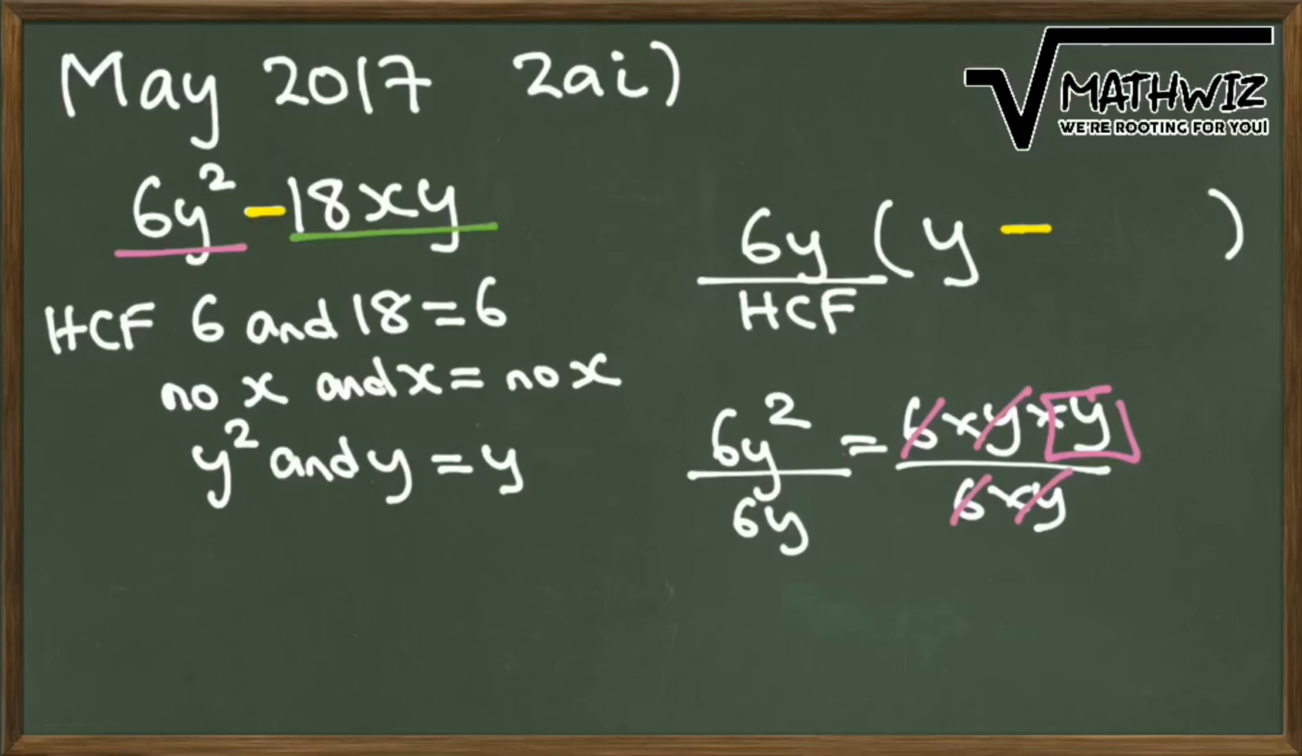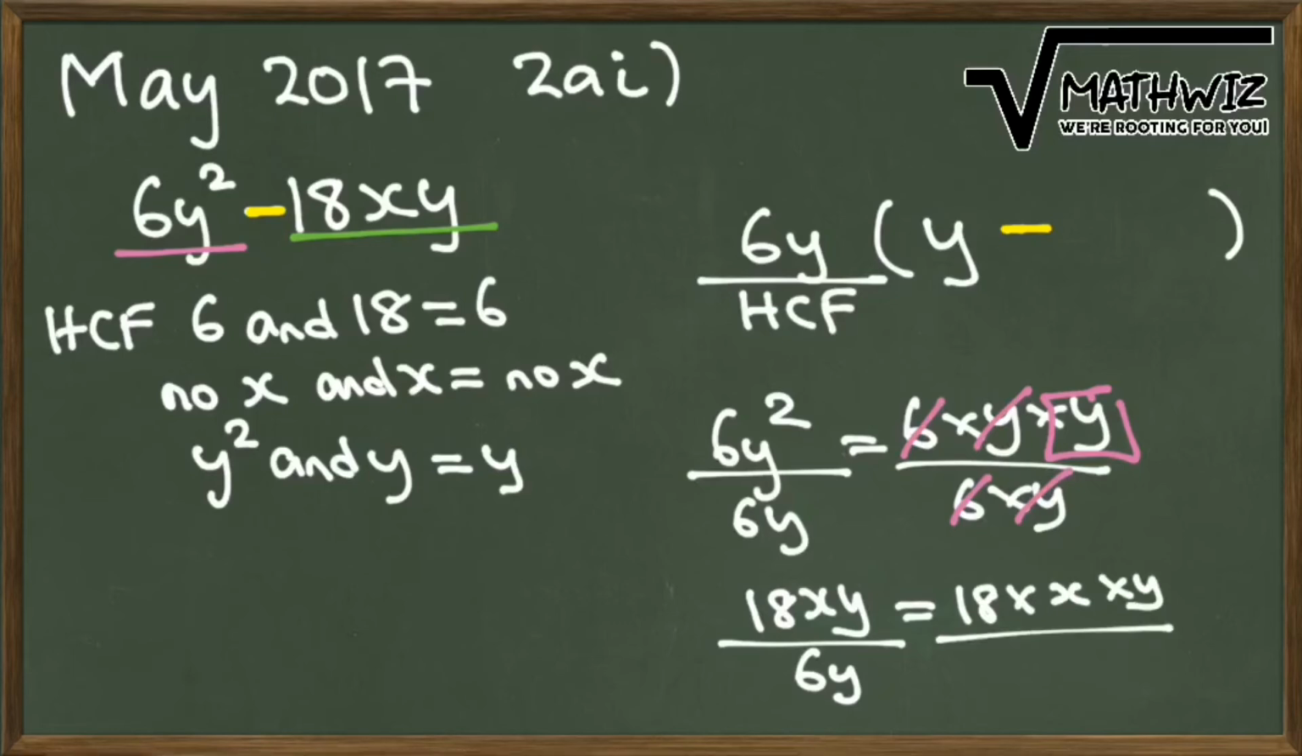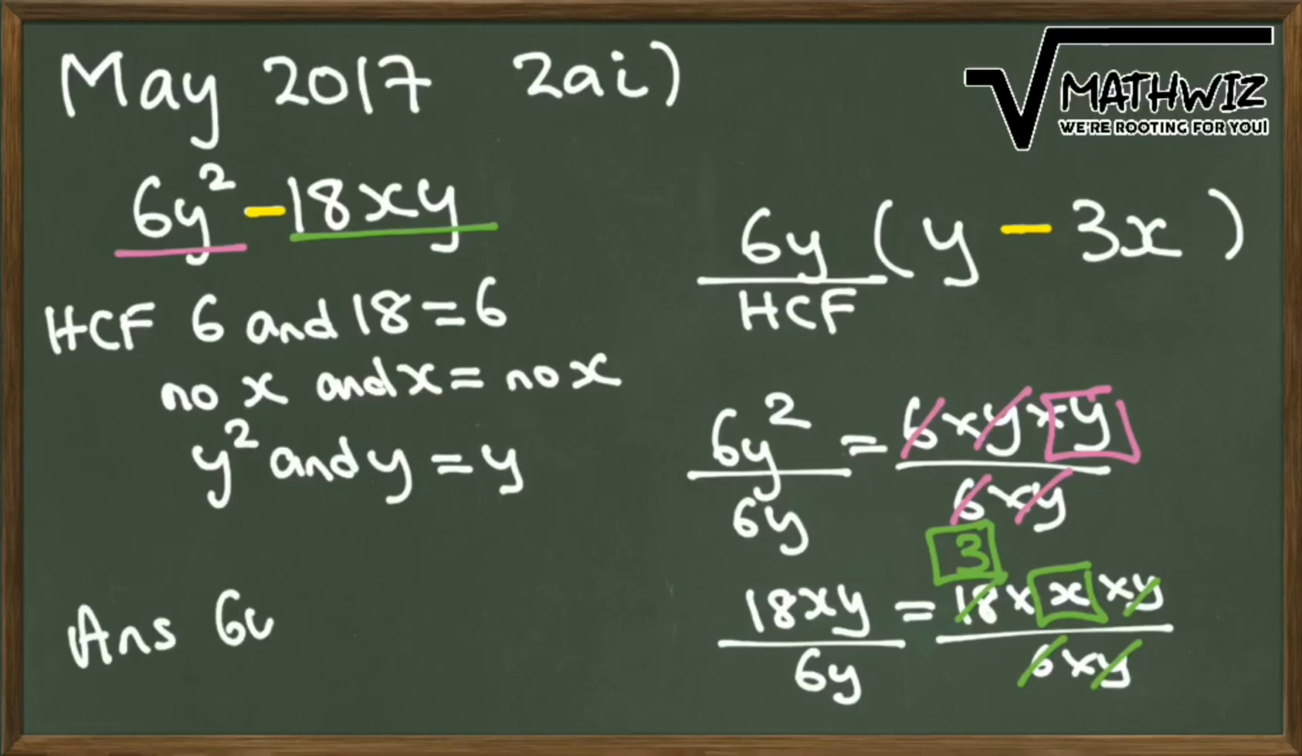Then for 18xy over 6y, this is going to be 18 times x times y over 6 times y. Right, so 6 into 18 goes 3. The y's cancel. So what's left over is 3x. So your answer would be 6y, open bracket, y minus 3x.